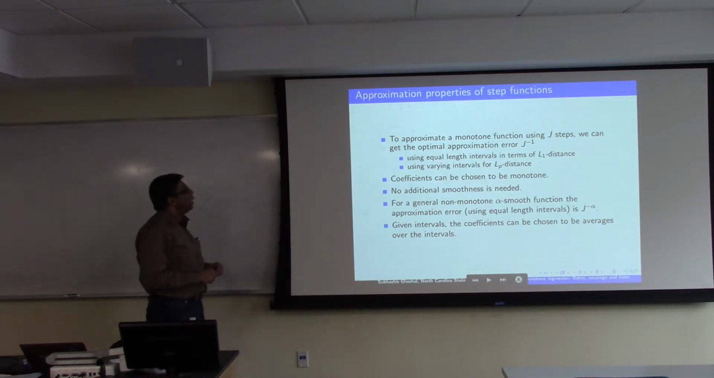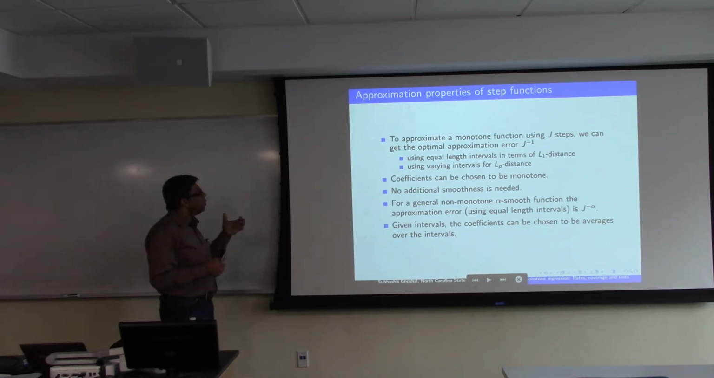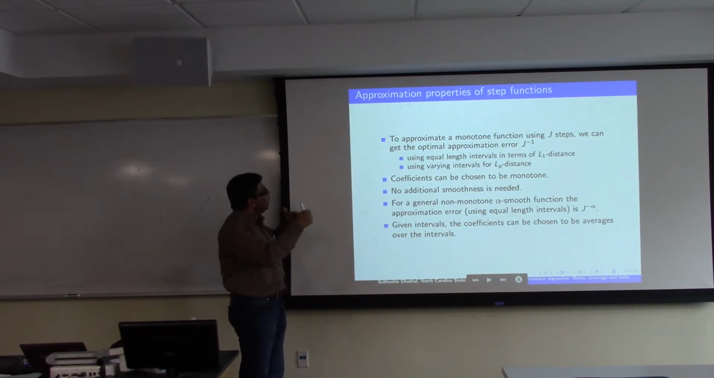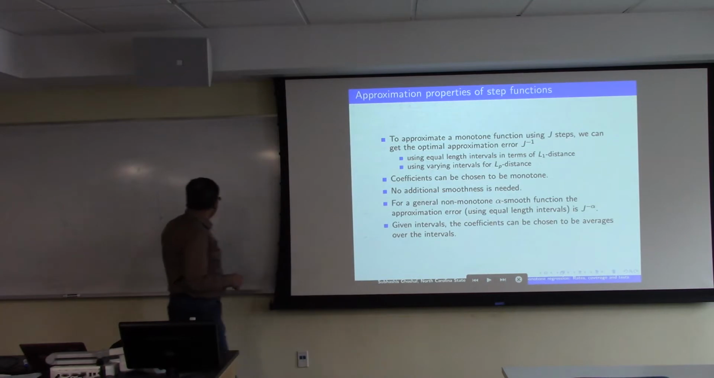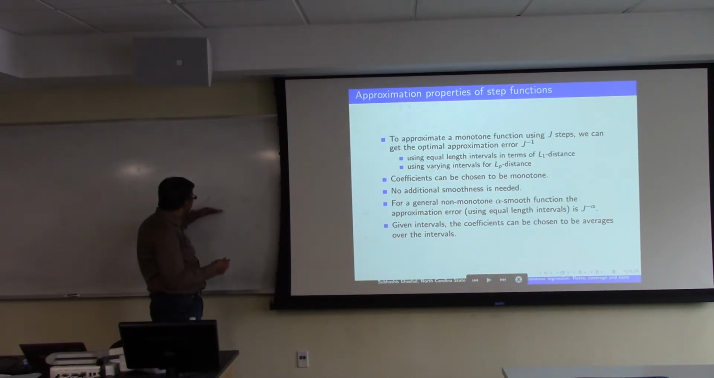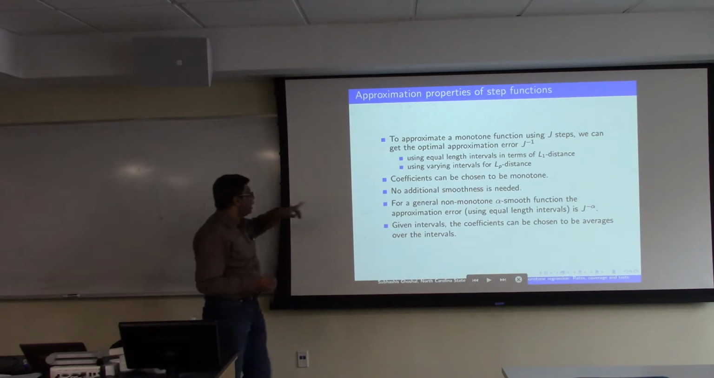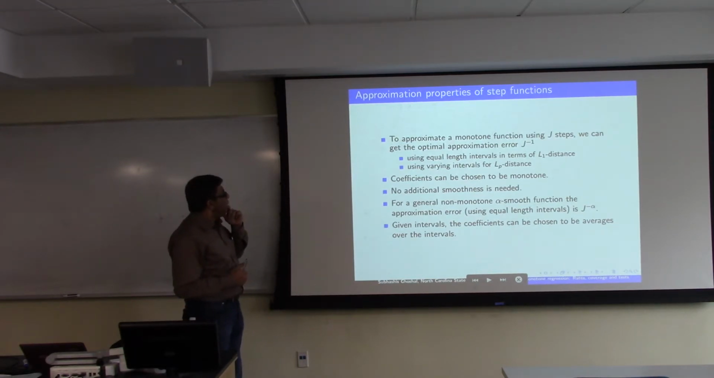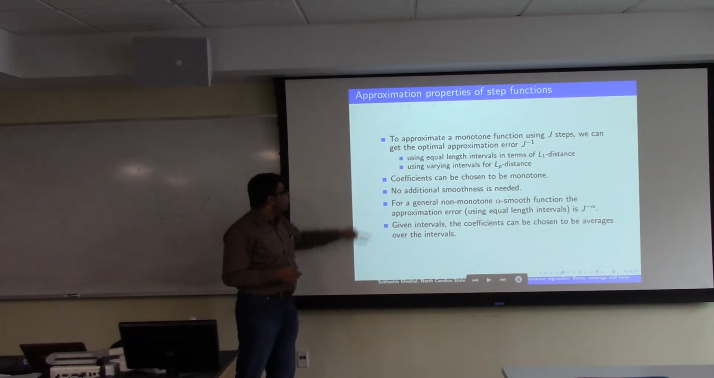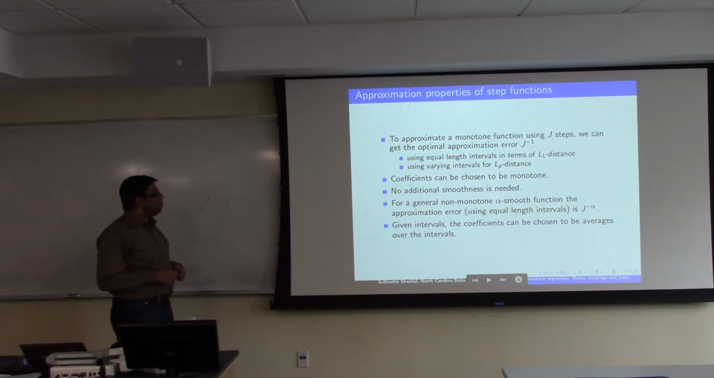And once you find the correct intervals, the coefficients can be chosen to be monotone, so that the approximating function is also monotone. In fact, there is a very specific choice: given the intervals, all you have to do is calculate the average value of the function on each interval. Those are your coefficients. If the original function is monotone, this would also be monotone, and that achieves the approximation rate. There is no additional smoothness needed for this. It just needs to be monotone.